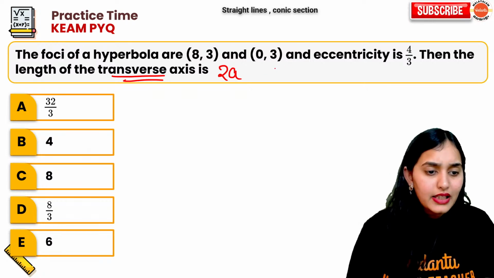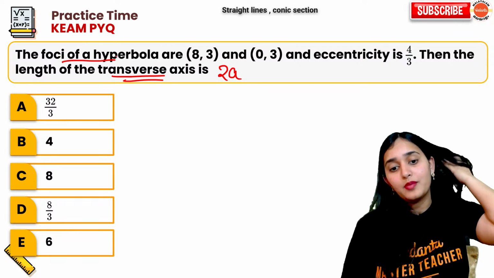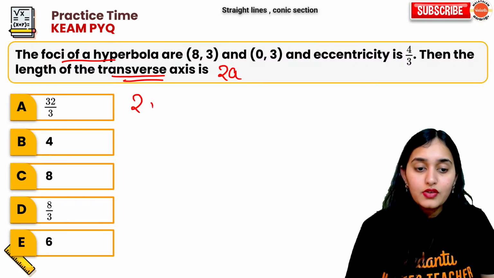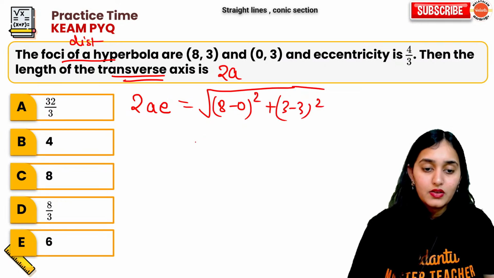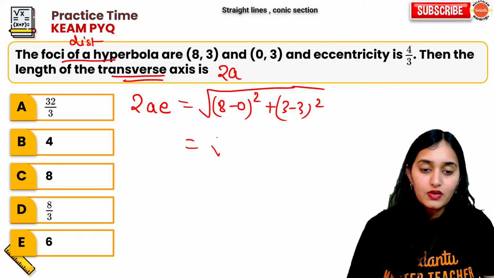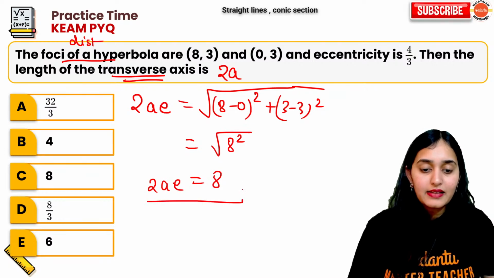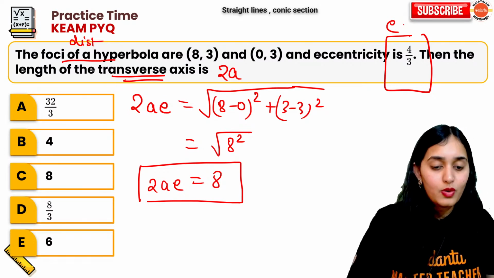Now, what all things we have here? So, first of all, foci of the hyperbola is given. So, if I find the distance between the foci, 2ae is the distance between the foci. It will be equal to square root of 8 minus 0 whole square plus 3 minus 3 whole square. So, this will be 3 minus 3 is 0, square root of 8 square is 8. 2ae is 8.